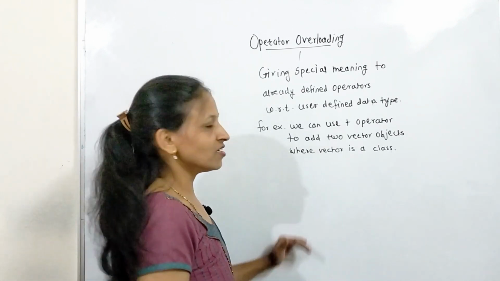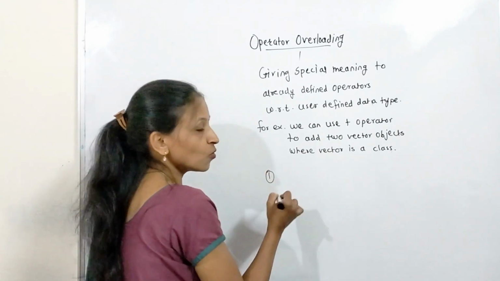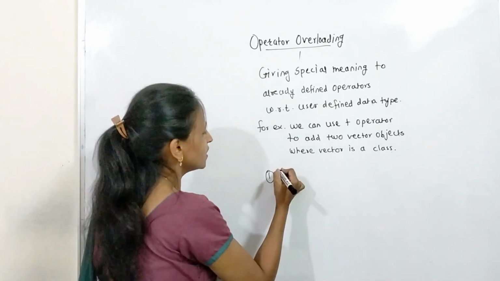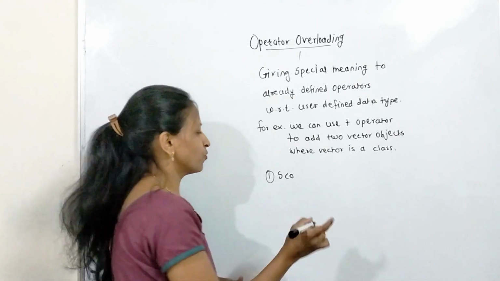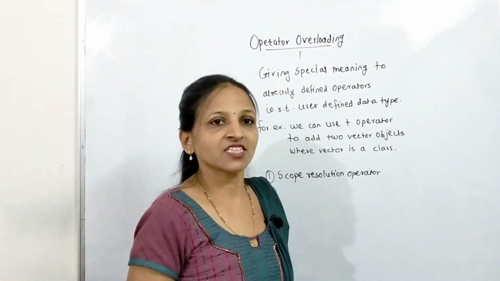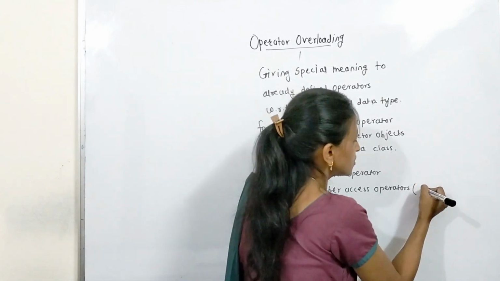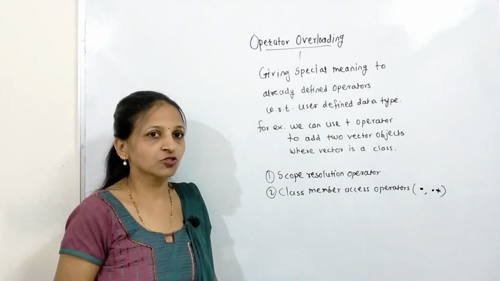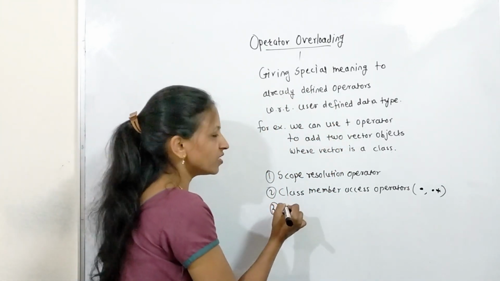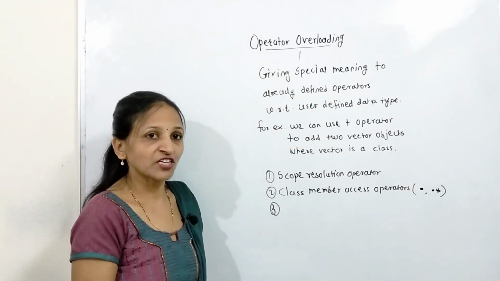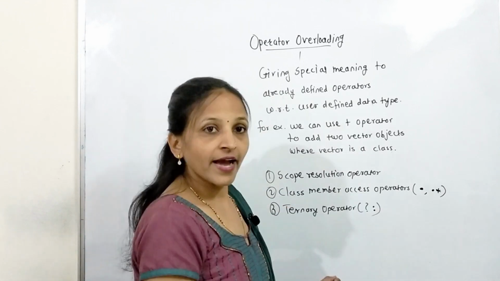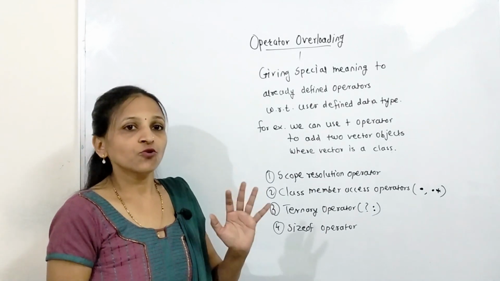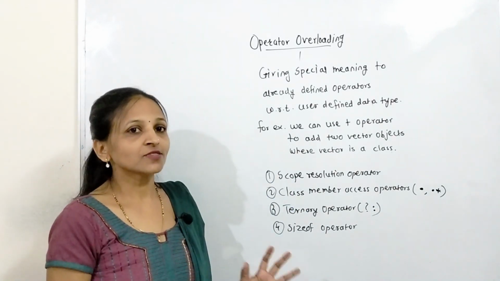I am writing here those operators. The first one is the scope resolution operator. Already you know this operator, we already learned about operators in C++. The scope resolution operator cannot be overloaded. Then the next one is the class member access operators. The first one is the dot operator and the dot star operator. These two are class member access operators, those cannot be overloaded. Then the third one is the ternary operator, question mark and colon. And the last one is the sizeof operator. These are the four operators that cannot be overloaded. Don't try to overload these operators, it is not allowed.